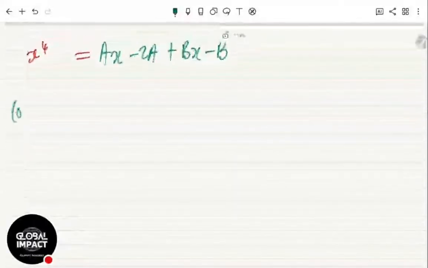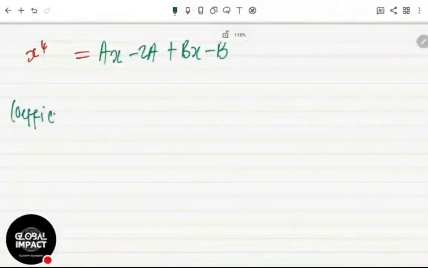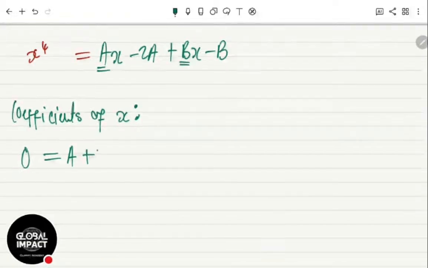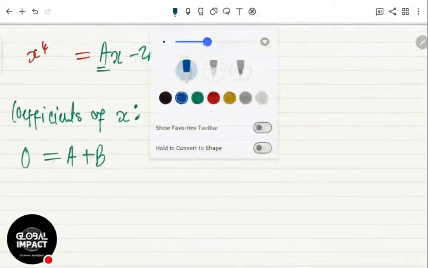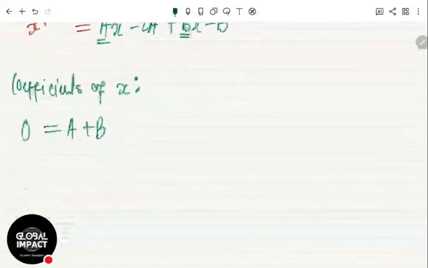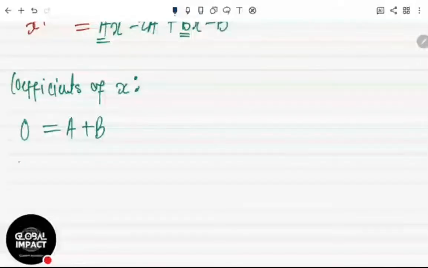Let's say coefficients of x. We're comparing the coefficients of x. What is before x on the left? There is nothing with x on the left, so we say 0 is equal to. What are the things that are before x on the right? It's a and b, so it is a plus b. So here we'll get a plus b equal to 0. Right? It would mean that negative b is equal to a.